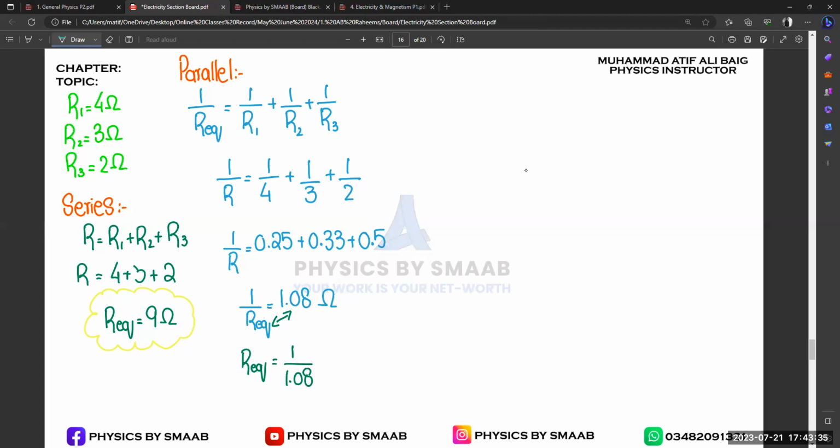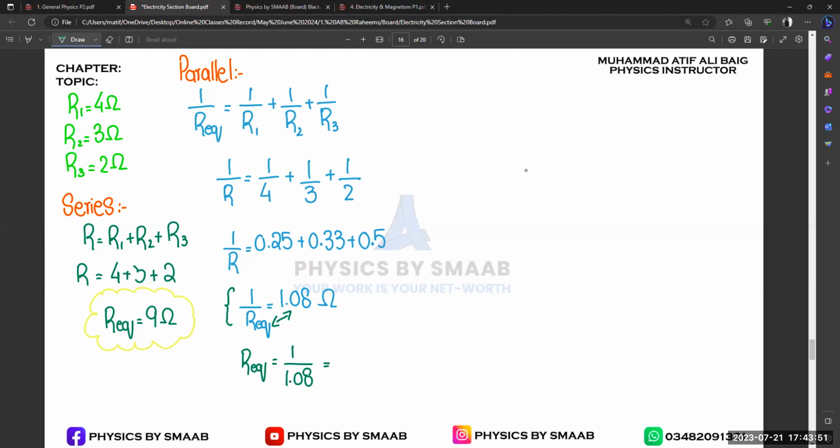So divided by 1.08. Why do we do 1 over? Because this is on the left hand side, you observe that this is the value of 1 over R. We actually need to find the final resistance, only R.